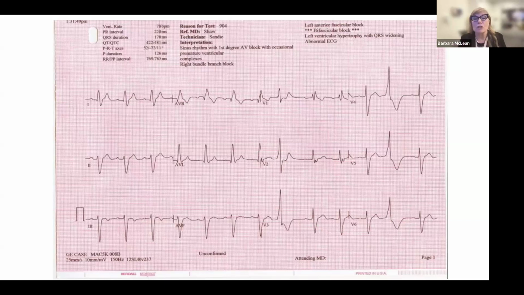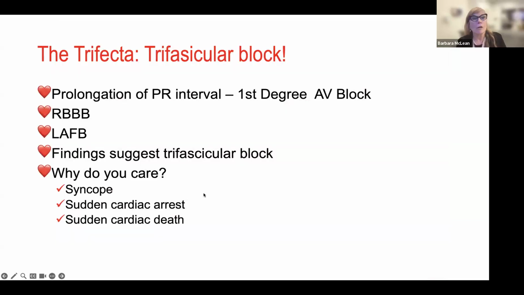When you look at an EKG, there are really some simple strategies in terms of how we're going to look at it. In this case, as we look at this patient's EKG, first of all, your patient has first-degree AV block. His PR interval is greater than 0.20. Secondly, he has right bundle branch block. Thirdly, the anterior division of his left bundle is also not operational, and that's called the left anterior fascicular block. That means he has 3 different types of block. Why do you care about that? Because that puts your patient at risk for syncopal episodes, sudden cardiac arrest, and sudden cardiac death.